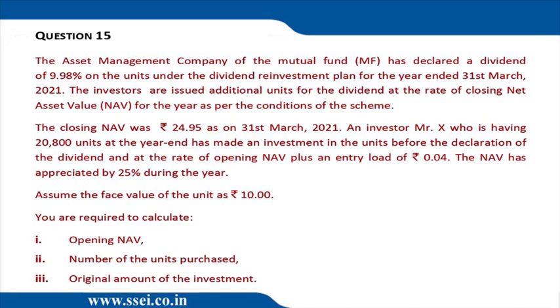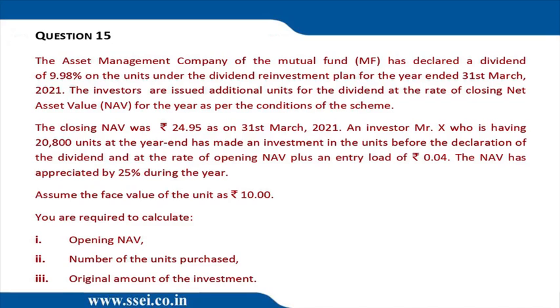So given, the AMC of the mutual fund has declared a dividend of 9.98%, that is 0.998 per unit, under the dividend reinvestment plan for the year ended 31st March 21. Investors are issued additional units for the dividend at the rate of closing NAV for the year as per conditions of the scheme. Closing NAV was 24.95. So that's what I was saying: 24.95 plus 0.998 is 25.948. Now this is what you should relate the cum dividend units with.